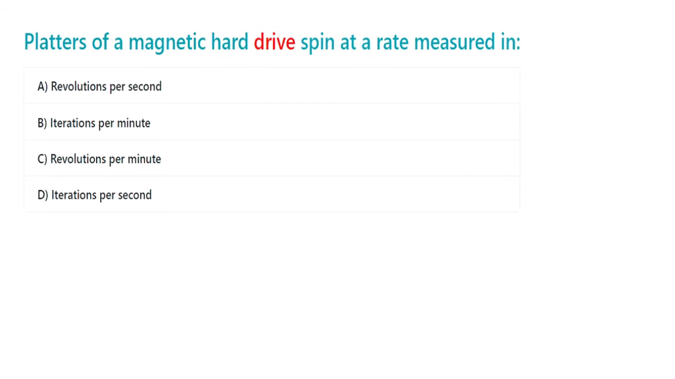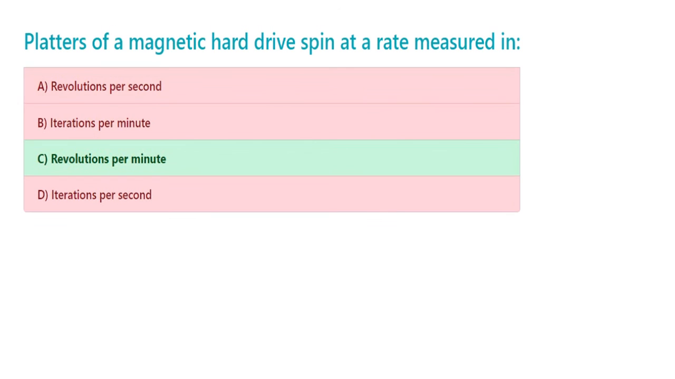Platters of a magnetic hard drive spin at a rate measured in A. Revolutions per second. B. Iterations per minute. C. Revolutions per minute. D. Iterations per second. The correct answer is C. Revolutions per minute.